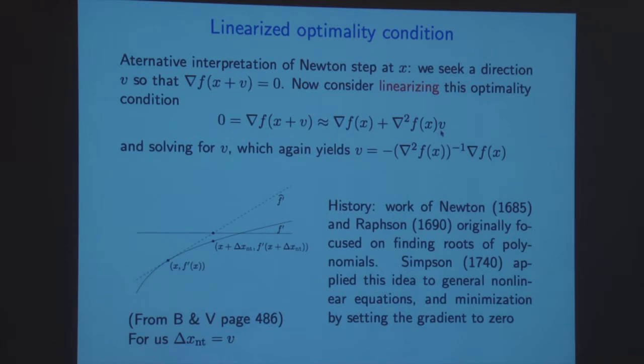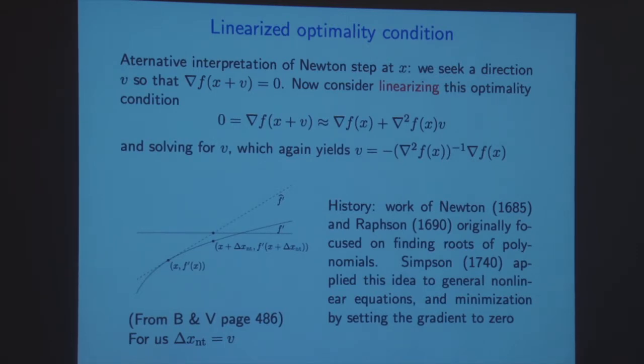This part would be x plus v minus x. It just ends up being v. So this comes from a first-order Taylor expansion, or a linear expansion, like I said, of the gradient equation. And if we were to solve this for v, then this gives us exactly the Newton step: the negative Hessian inverse times the gradient. That's what we're telling ourselves that v should be.